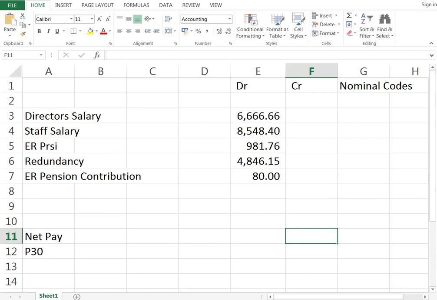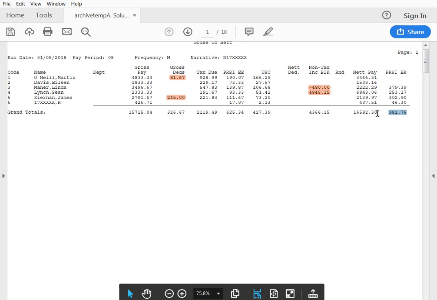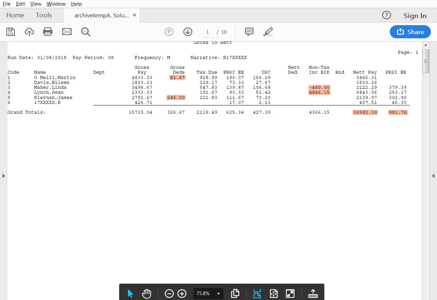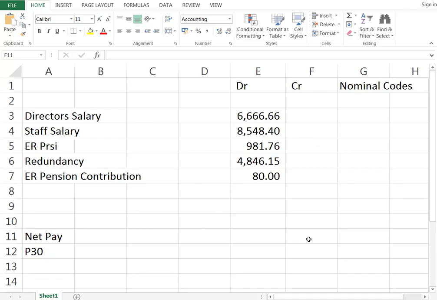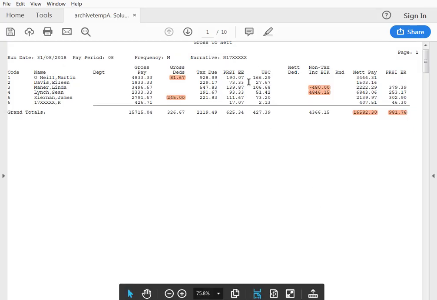Okay, so my net pay figure then, when I look at it, let me just go back here. My net pay figure is here. Okay, again, I'm going to just highlight that, and we've used this one as well. So my net pay figure is 16582.30. So I'm going to use that. That's going to be on the credit side, 16582.30. And my P30 figure, well, I could, if I wanted, add up all of these and the employer's PRSI, but I'm not going to do that.